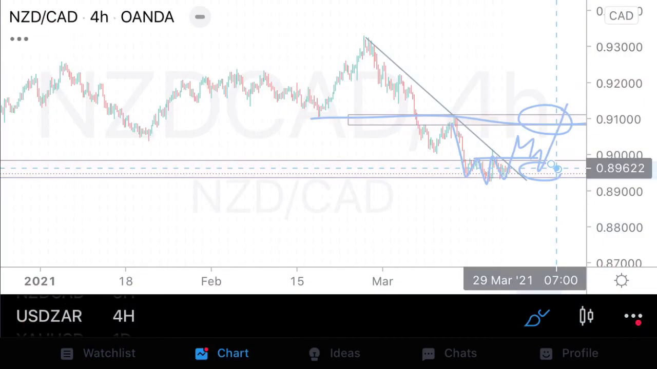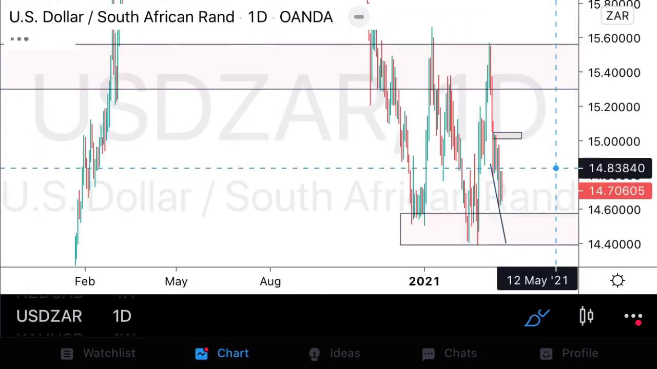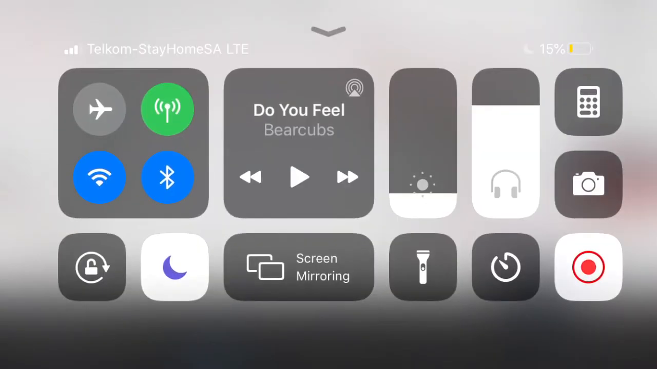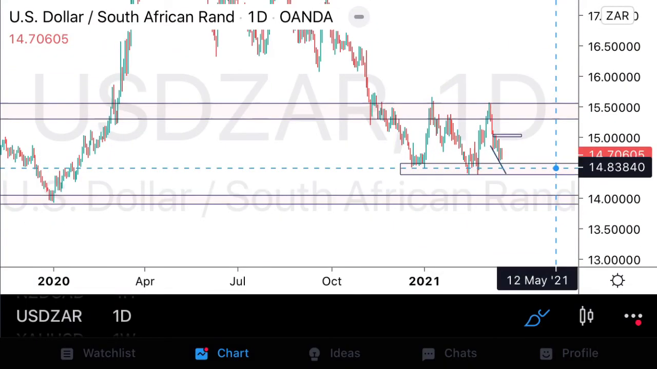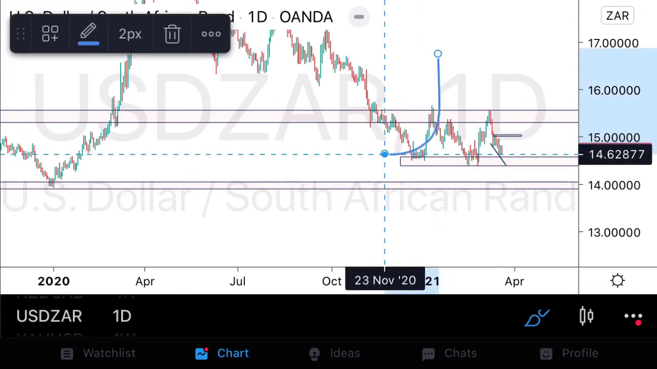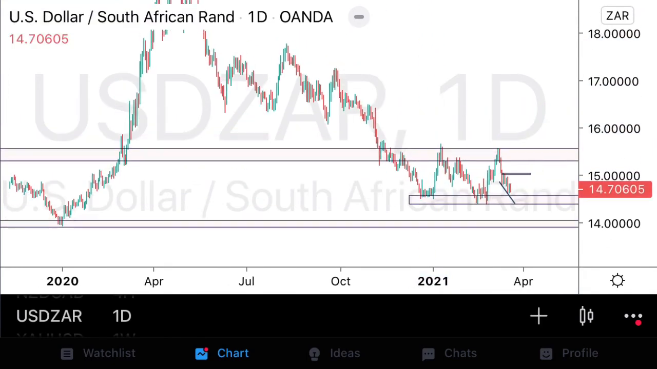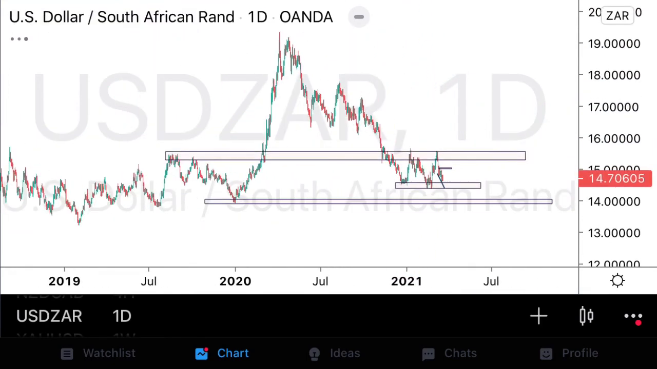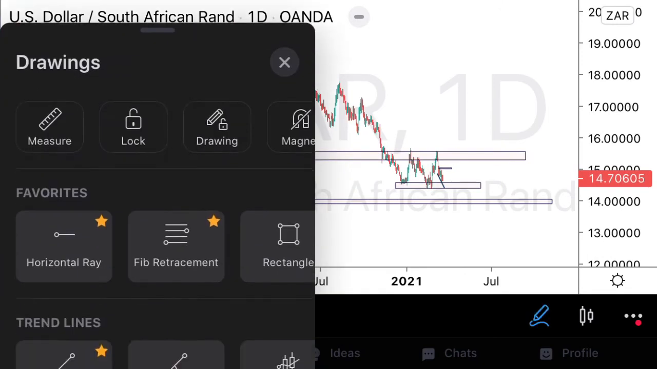Let's go on to USDZAR. Daily chart, USDZAR. Let's make sure this thing is still recording. Awesome, we're still recording. USDZAR, guys. Let's just remove this so we can look at the long-term structure. So long-term weekly structure, let's just draw this in quickly for you guys.